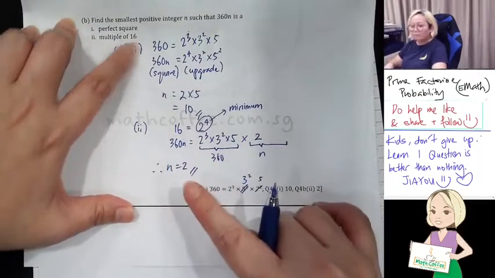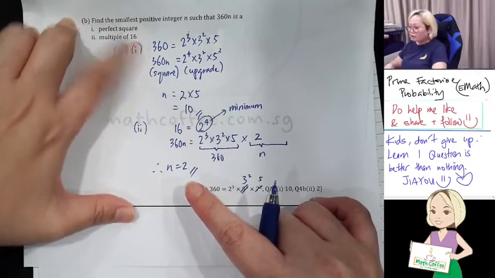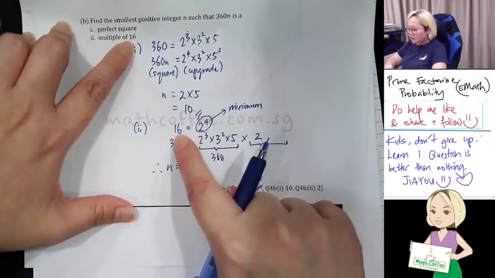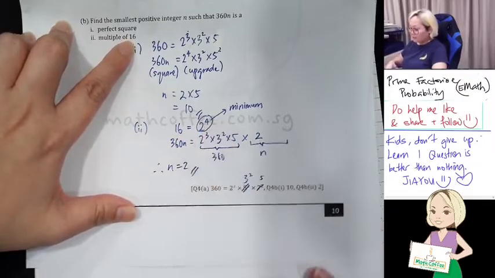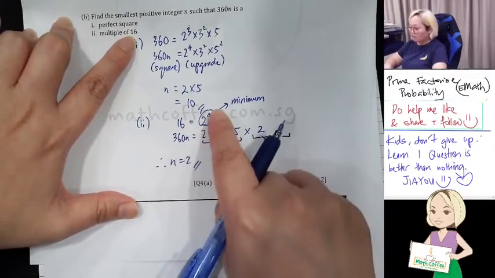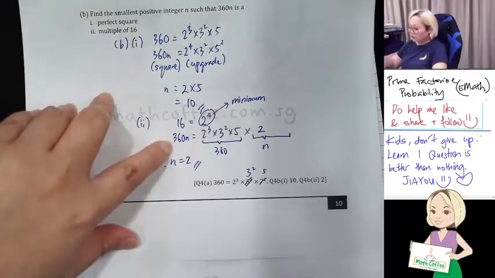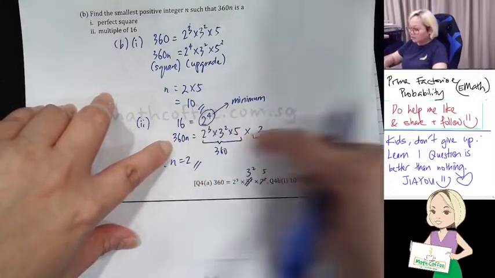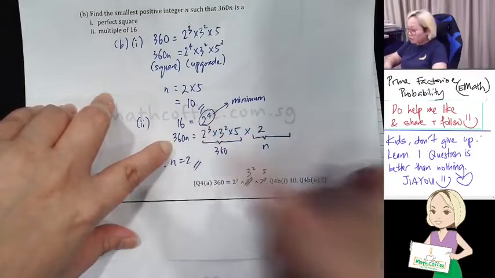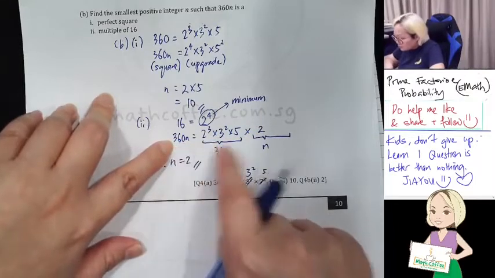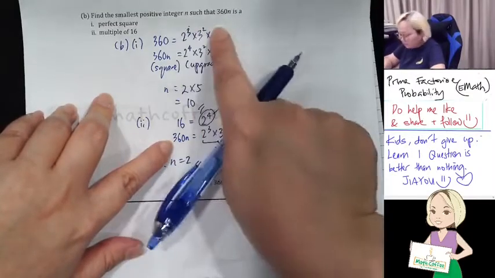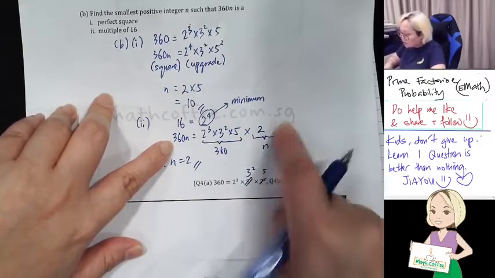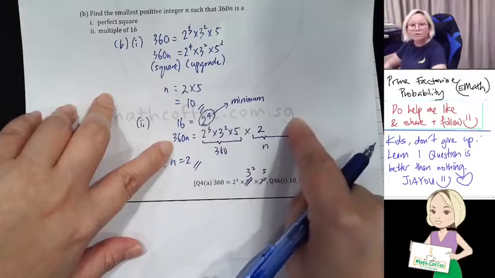So they want me to find the n so that my 360n is a multiple of 16. So first I need to know my 16 prime factorization. 16 is 2 to the power of 4. Understand? So when you want a multiple of 16, you need a minimum of 2 to the power of 4 inside it. So I list down my 360 first, which I will break up above. And then this portion is the n, whereby you have to put in the additional in order to make this whole thing a multiple of 16.